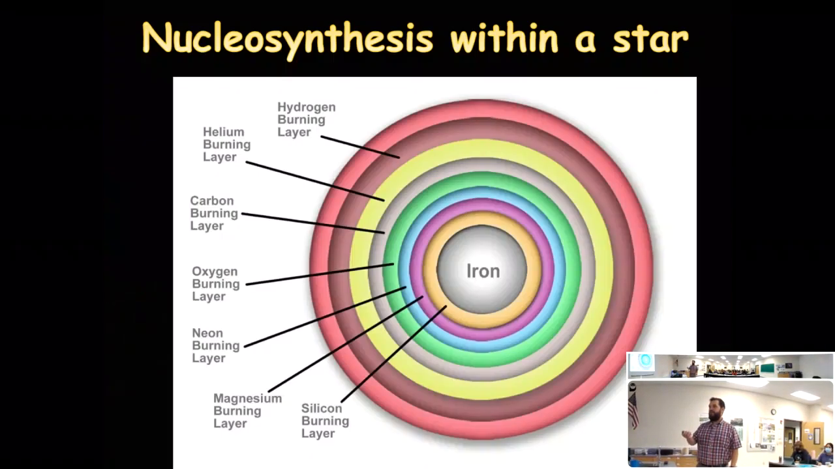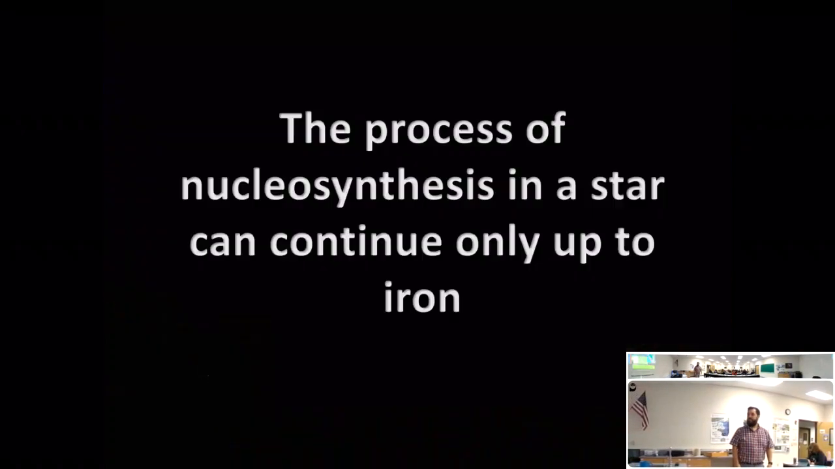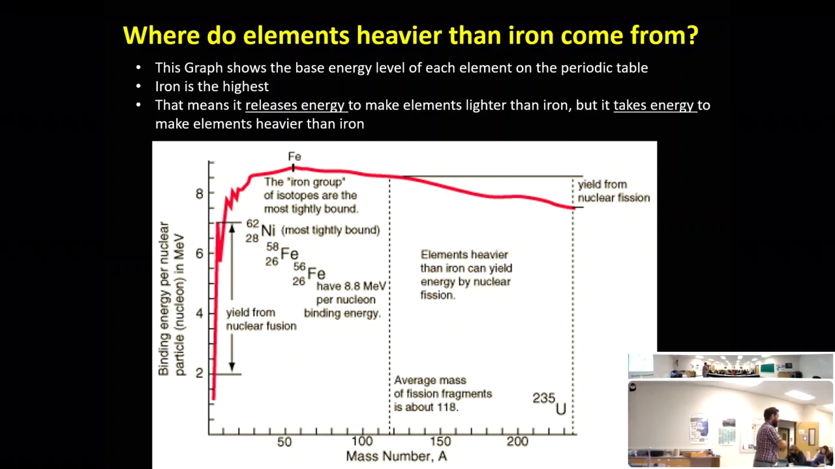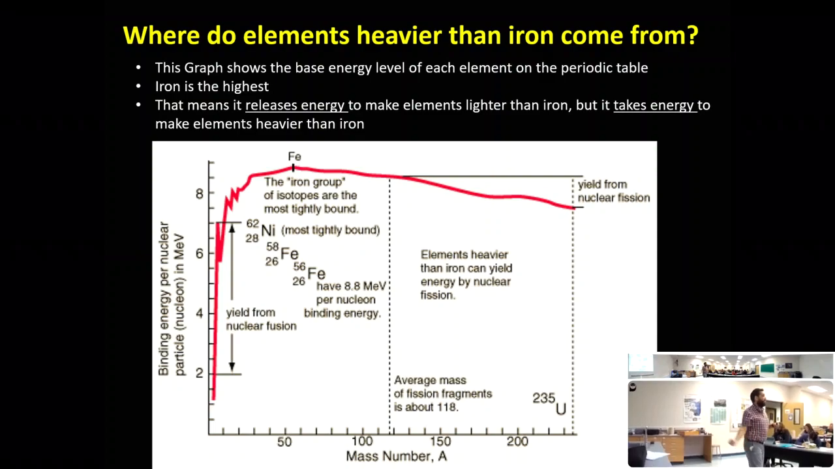A star can only make elements up to iron from stellar nucleosynthesis. That's because when you try to combine things to make things heavier than iron, it takes energy. You have to put energy in to get heavier elements. Now, a star doesn't do that. A star burns and releases energy. To get anything heavier than iron, you need to put energy in.